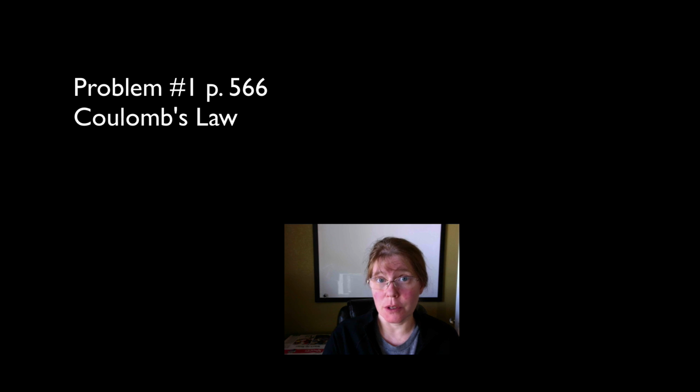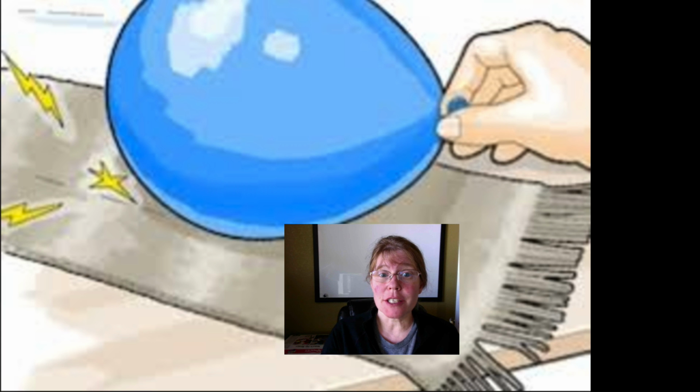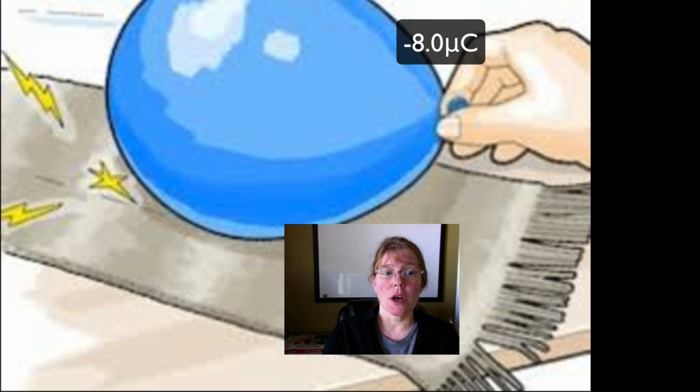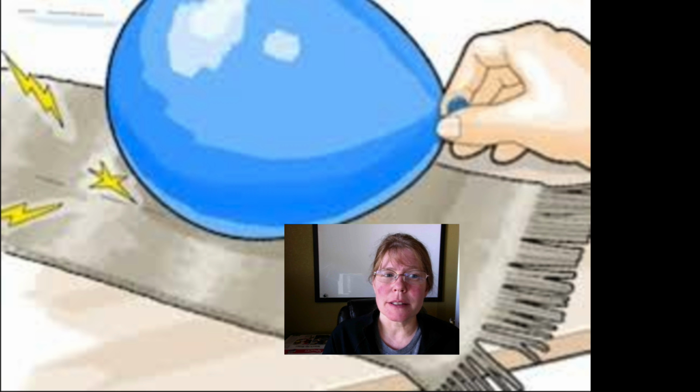For this problem, we're going to be using Coulomb's law. We have a balloon that's rubbed against some denim and gains a charge of -8.0 microcoulombs. What's the electric force between that balloon and the denim when the two are separated by a distance of 5 centimeters? And then we're going to assume that the charges are located at a point and not all over the entire balloon.